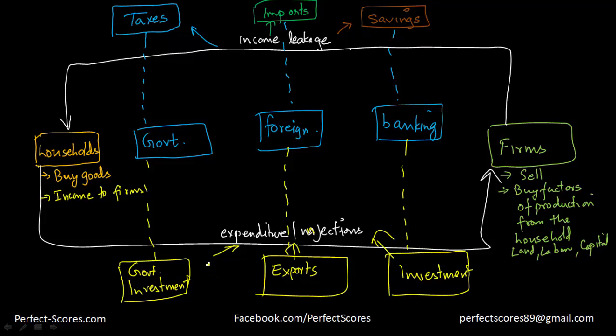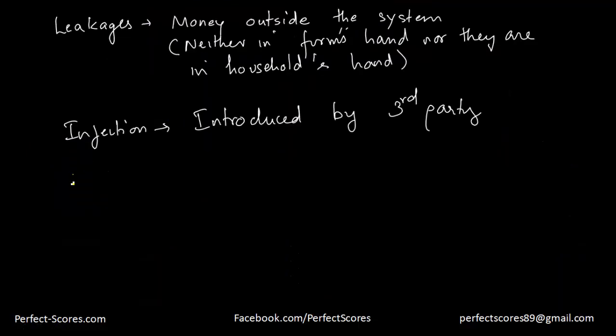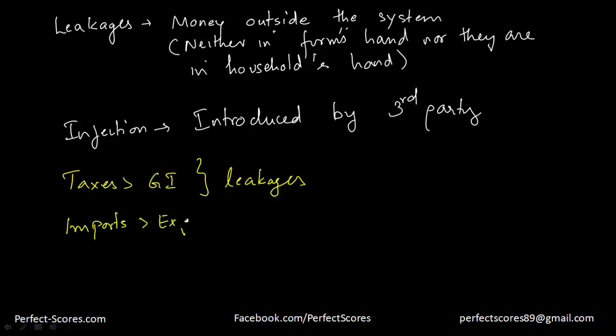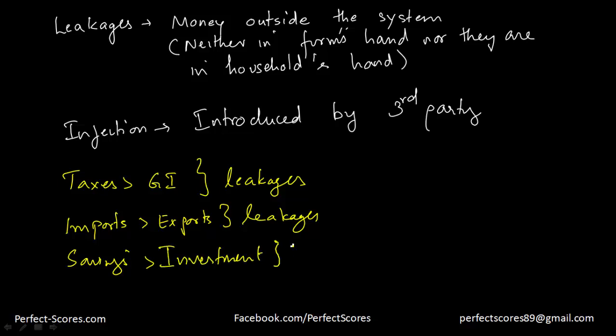Now everything depends on whether the taxes are more than government investment, or the government is investing more than taxes. Let's suppose that the taxes are more than the government investment. That means there are more leakages, right? Let's suppose that the imports are more than exports. That means again there are leakages in the economy. So the government has to set that, right? And let's suppose savings are more than investment. Then again there are leakages in the economy, right?